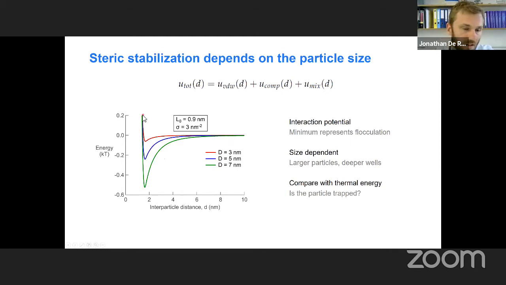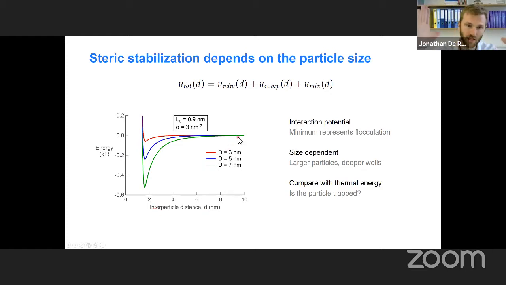So obviously, if you bring them too close together, then the energy will go extremely high because you can't force atoms into each other. That's why you have this very steep repulsion here on the left side. If nanocrystals are very far apart, they're not interacting, and so their interaction energy is zero. That's what we see here. This is the interaction energy dependent on the interparticle distance.